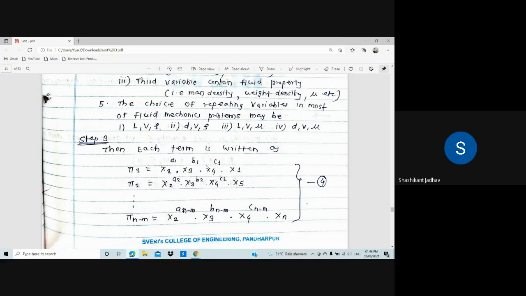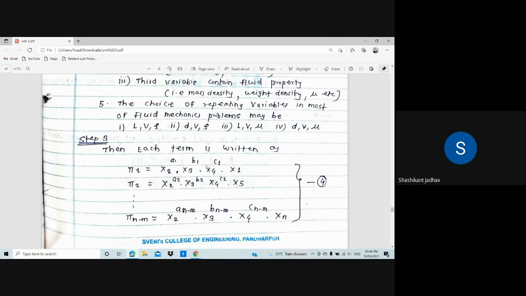So write down how to write the pi 1. Pi 1 is equal to x2 raised to a1, x3 raised to b1, x4 raised to c1, into x1. Similarly, pi 2 is equal to x2 raised to a2, x3 raised to b2, x4 raised to c2, x5. Dash dash dash, pi n minus m, x2 raised to a n minus m, x3 raised to b n minus m, x4 raised to c n minus m, into xn, and this is equation number 4.